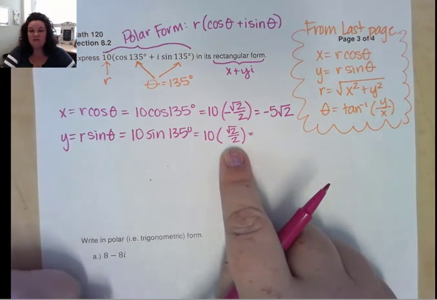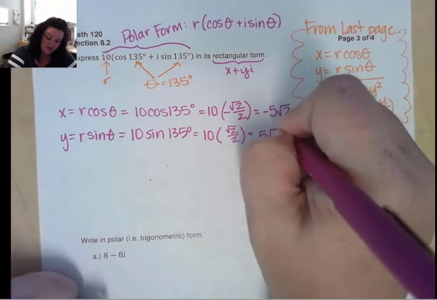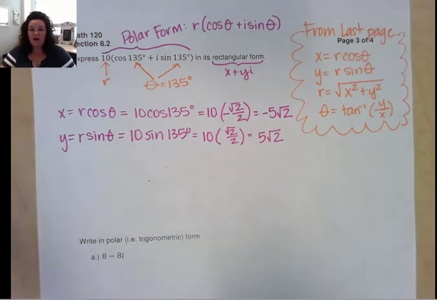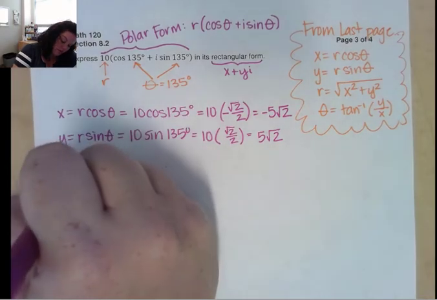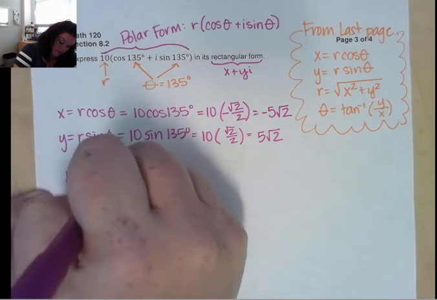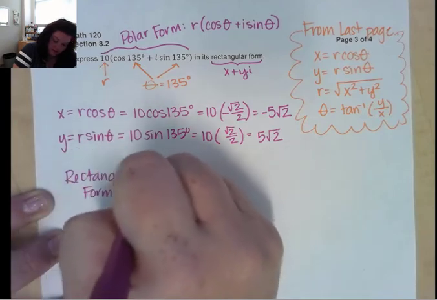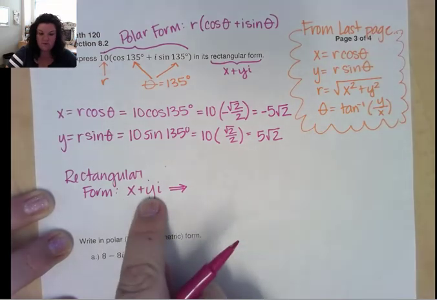And then we just reduce this. So 2 goes into 10 5 times. So we end up with 5 square roots of 2. Okay, so we know what our x is and we know what our y is, so the last thing we need to do is just write it together, right? So rectangular form is x plus yi.